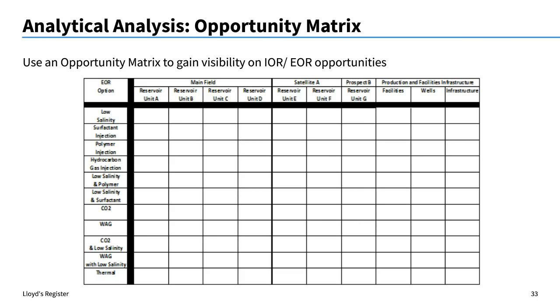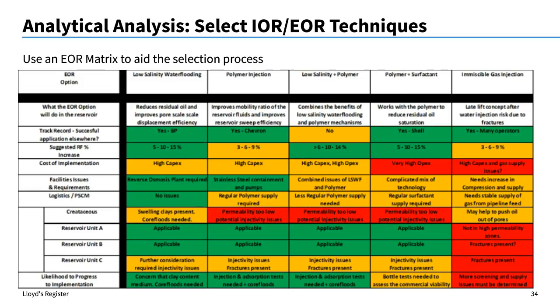And what you should arrive at is an IOR-EOR matrix, where you have the top candidates identified, and basically you can then progress. So in this case, you'll see that there's very specific comments attached to very, very specific EOR examples, like low salinity, as I mentioned earlier, reduces the residual oil and improves the pore scale displacement efficiency. And again, polymer does the same where it improves the actual mobility of the fluids and sweep.